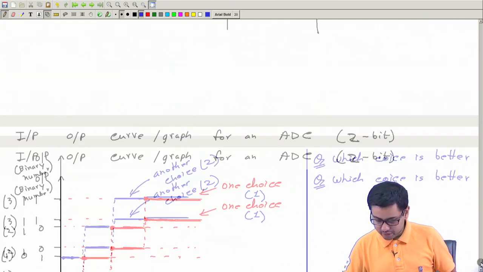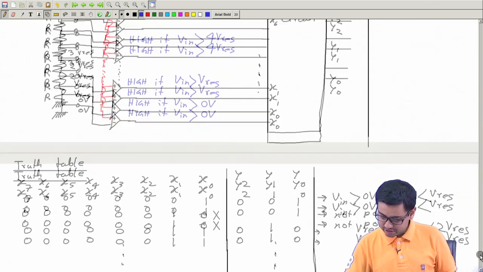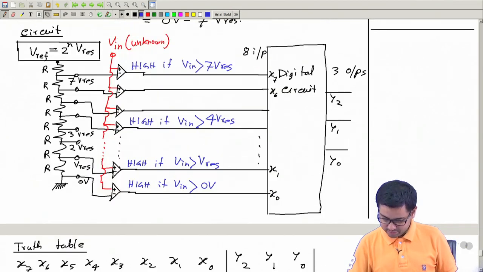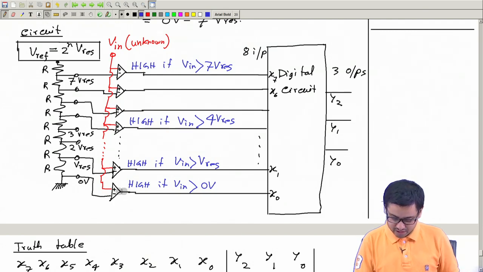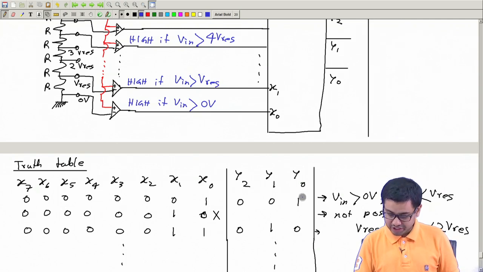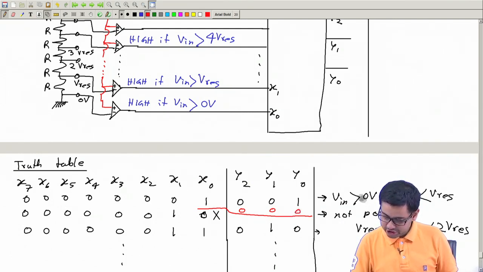Let me just tell you briefly. For example, we have seen this flash type ADC. And then you see we have two choices for this input. This is 1, everything else is 0, meaning the input is between these two ranges, 0 and Vref. And we have chosen the output to be equal to 1. We could have also chosen the output to be equal to 0.